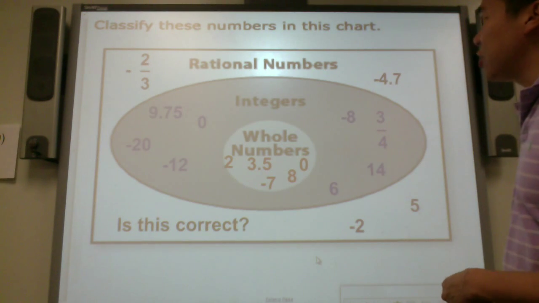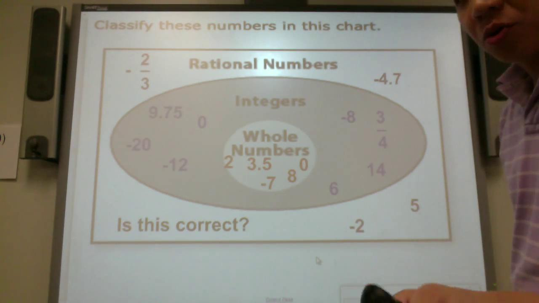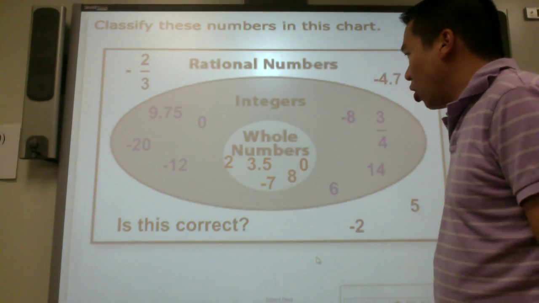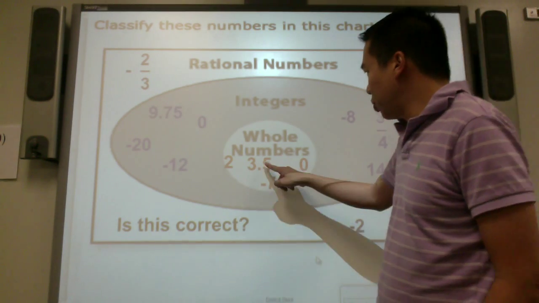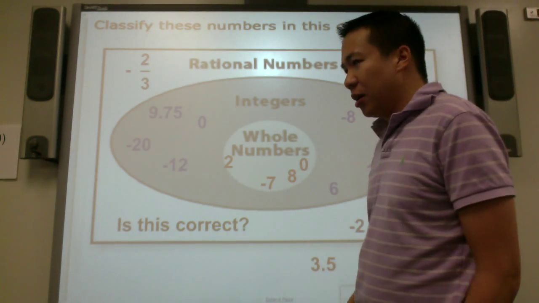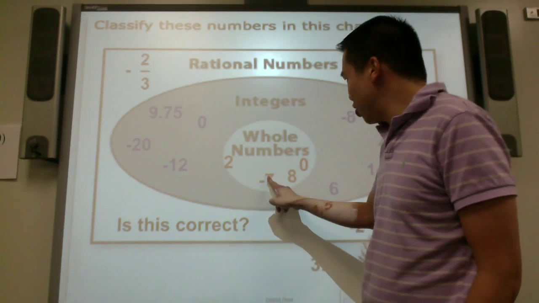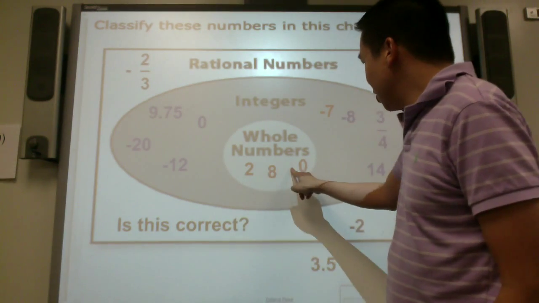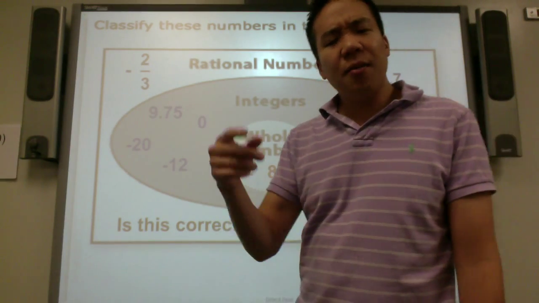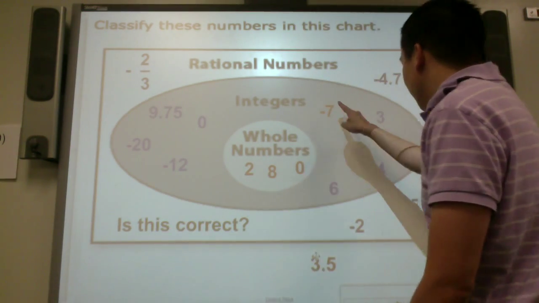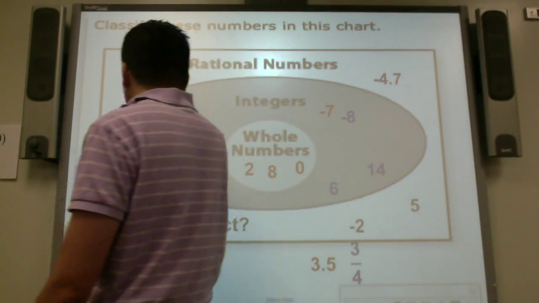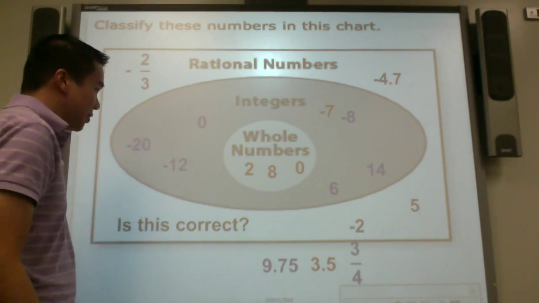So, classify these numbers in this chart. Some of them are correct, some of them are wrong. Let's start with the center. Whole numbers. Well, 3.5, that is not a whole number. That's a decimal. We'll put it right here until I decide where it goes. Negative 7, isn't that an integer? That goes right there. So 0, 2, and 8 are all whole numbers. Let's look at integers. Integers are what again? Positive or negative whole numbers. Negative whole number, positive, positive. This is a fraction, nope. Negative whole number, this is a decimal, and 0.